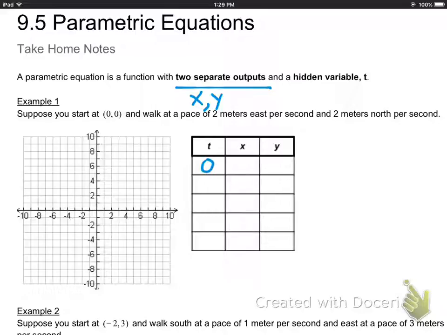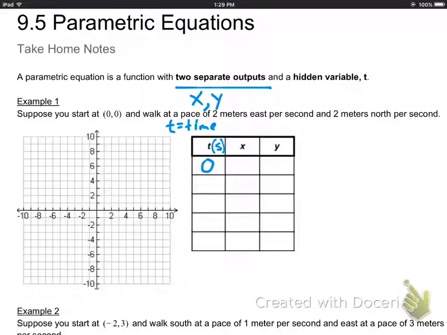Let's say t is 0, and we use t as our input, and x and y are the outputs, okay? t often represents time, and that's what we'll use here, in seconds. We're starting at 0, 0, and we walk at a pace of 2 meters east per second and 2 meters north per second. That's at the same time, all right? But we'll consider them independently and see where we end up.